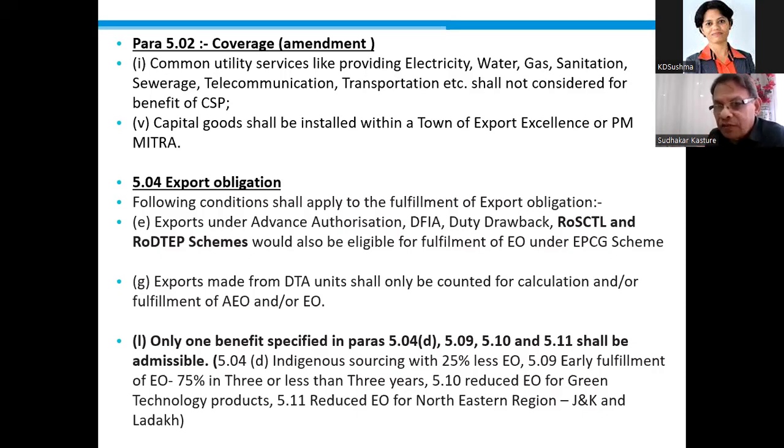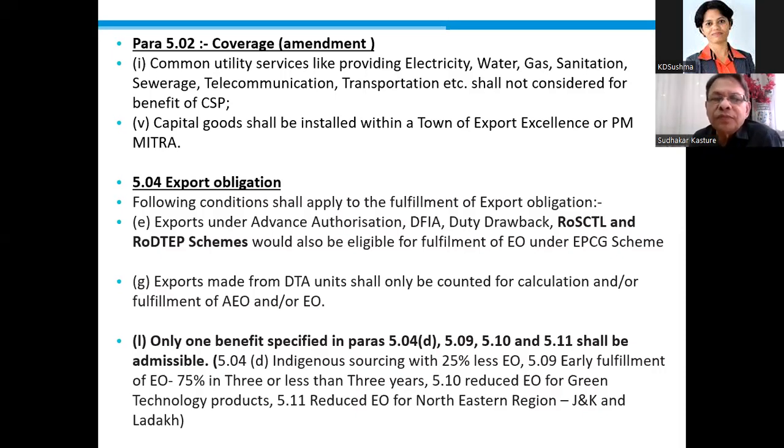If you are a common service provider providing utility services like telecommunication, transportation, electricity, water, gas, etc., these specific services which are of infrastructural nature shall not be considered for the benefit of CSP. Other than that, if you are providing services, then only this can be utilized. So you must carefully remember that these services which are primarily of basic infrastructure nature will not be covered under common utility services.